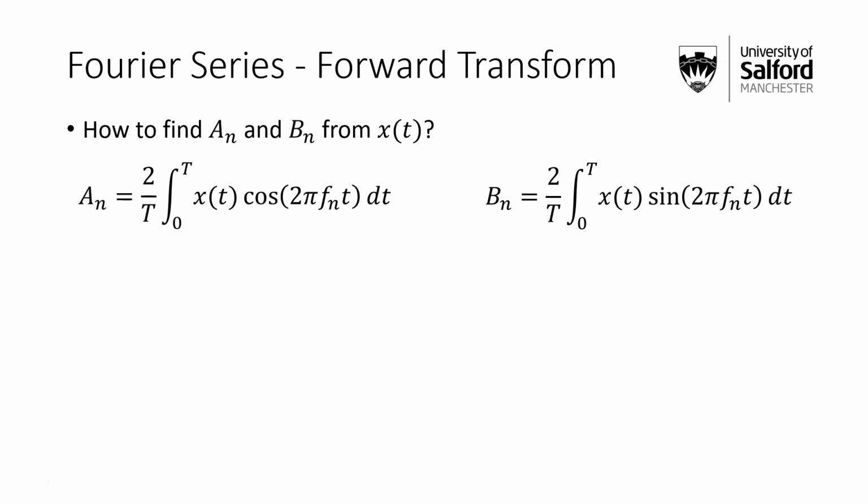Note that a naught is actually very similar as well, but cos of 0 is of course just 1, so there's nothing even to write there. It's just the average value of x over the time period. It's just the mean effectively with a normalization. And this is where that over 2 beforehand came in, because that just makes this a naught equation match the other one for other values of an.